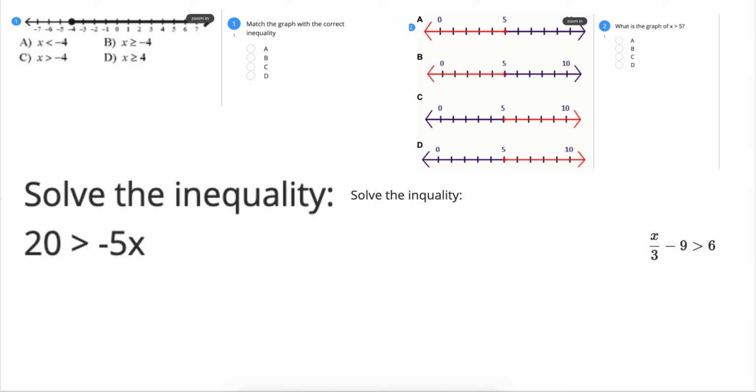We're going to go through our practice test for Unit 13, solving inequalities. Go through each problem, make sure you're ready for the test so that you can be very successful. Let's just start with number 1 here.